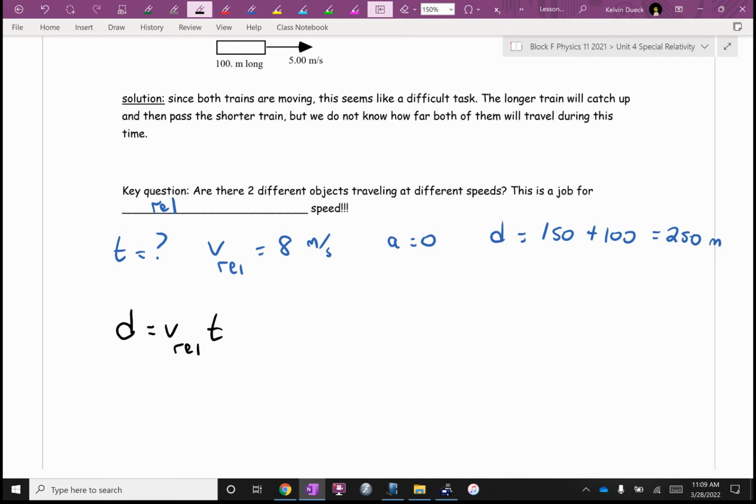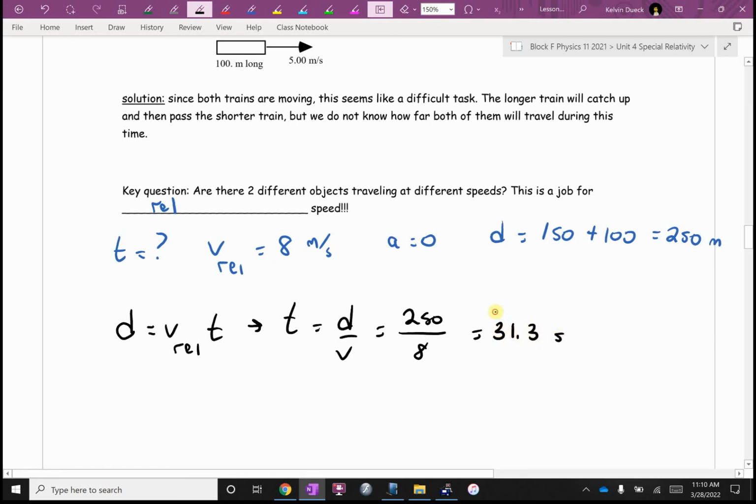We'll find time. How would I get the t by itself, Zaina? This is why I taught you this. Otherwise, I'd have to give you even more equations. So it's going to be 250 divided by 8, which is what? 31.25. So I'll go to 3 sig figs. I'll go 31.3 seconds. Okay, so I like that question.